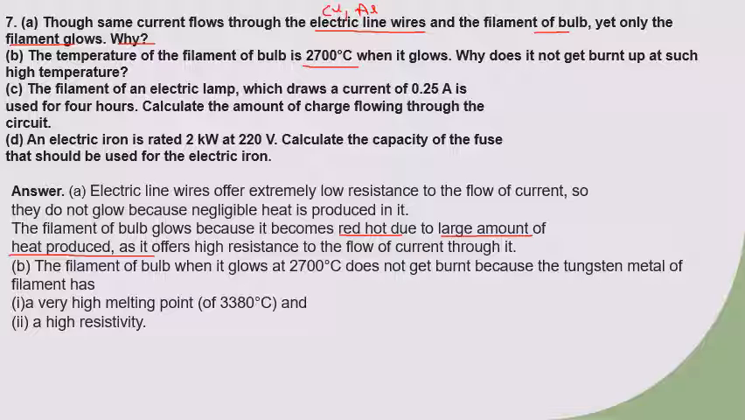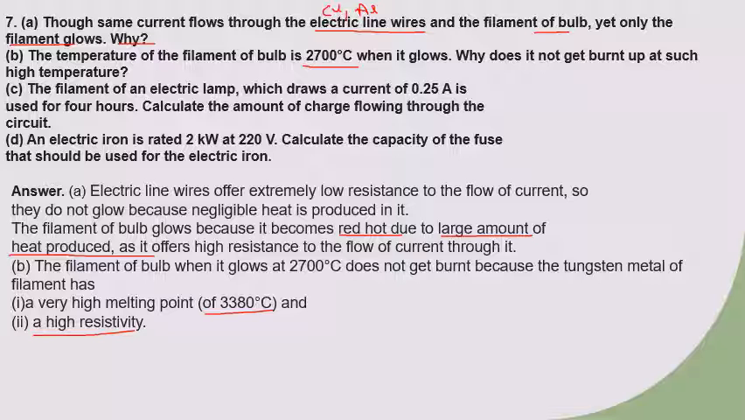Okay, next question: the temperature of the filament of the bulb is 2700 degrees Celsius when it glows. Why does it not get burned up at such a high temperature? See, the tungsten wire can melt at about 3380 degrees Celsius. Because of that, 2700 degrees Celsius doesn't make any changes in the tungsten wire, so it doesn't get burned because it has a high melting point, first of all. Second, it has a very high resistivity.